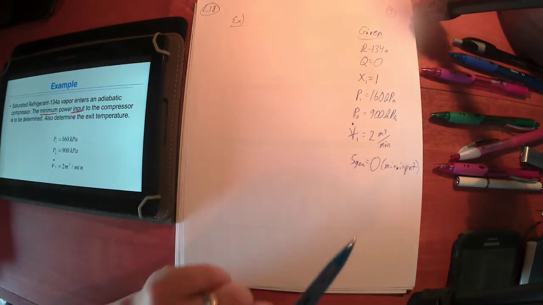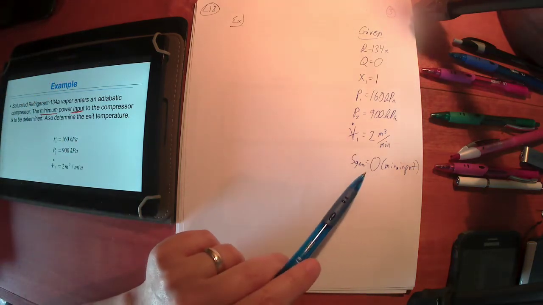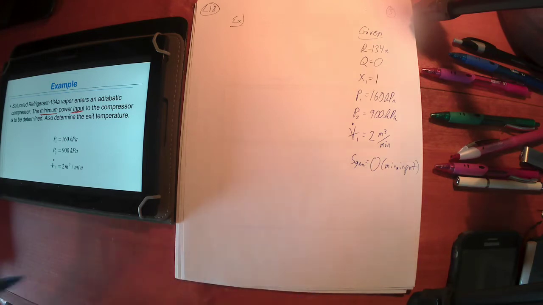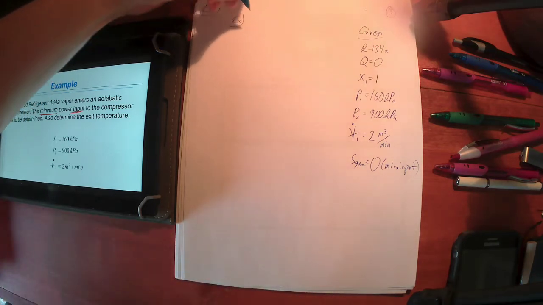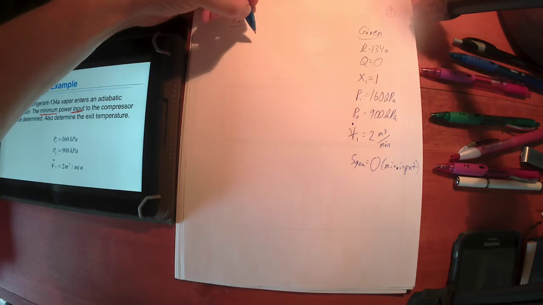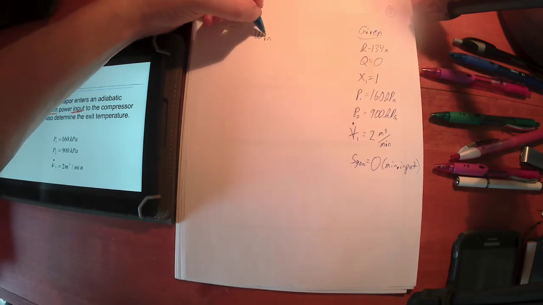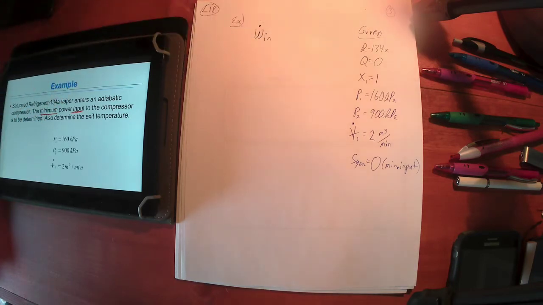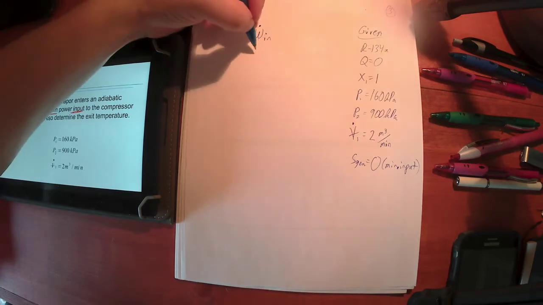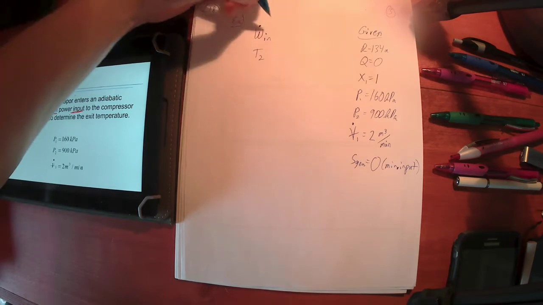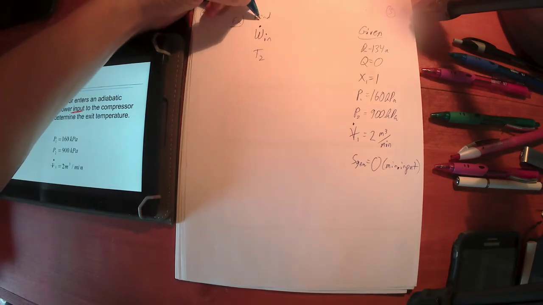Think about the purpose of the device, and what are they telling you about it? They're telling me this is the best possible version of a compressor. It's the one that consumes the least amount of work to do this job. They want us to find a power input. Again, that's a work rate. Power is work rate. And they want to find the exit temperature. They want us to find T2. So this is what they're asking for. Okay.